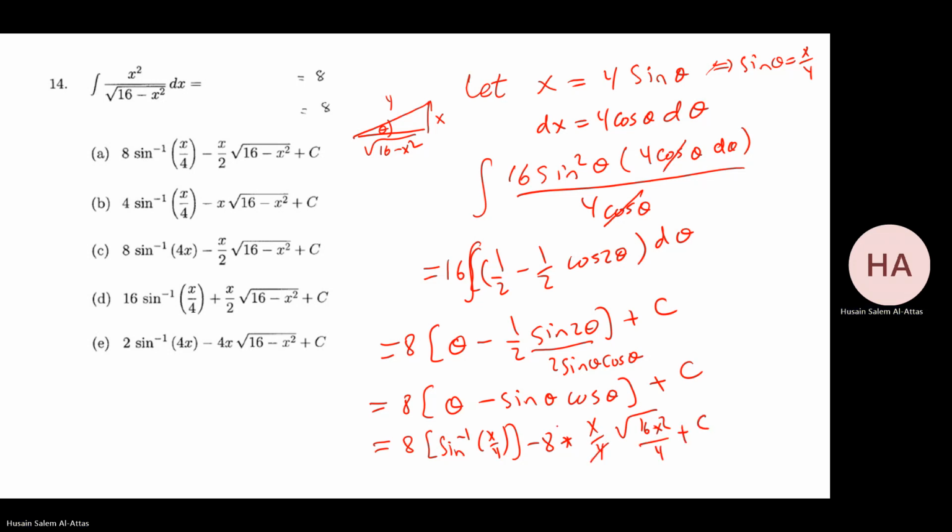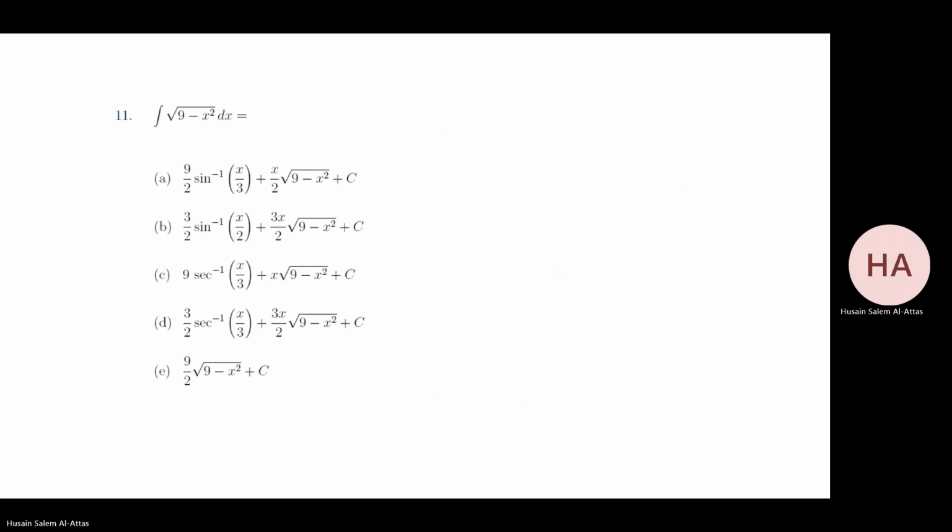So this is, I have 2 over, so I have minus x over 2. Yeah, which is this one? Square root of 9 minus x squared.